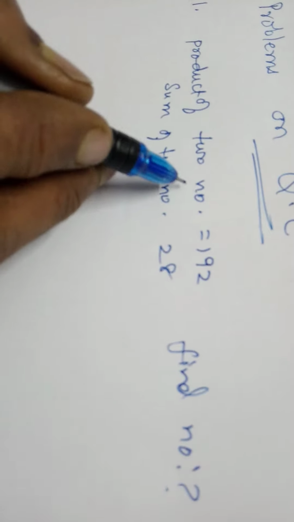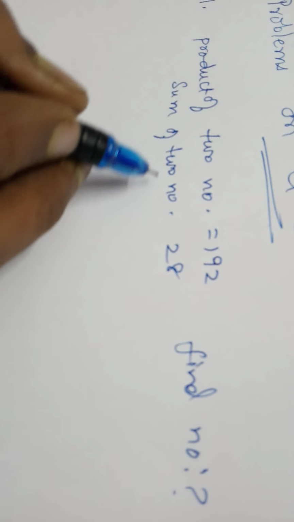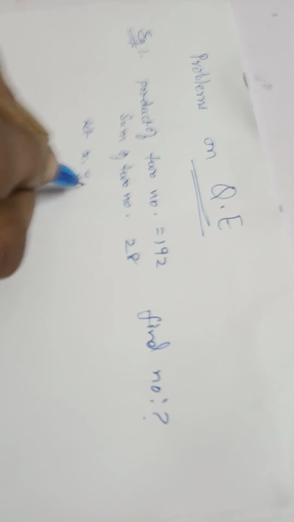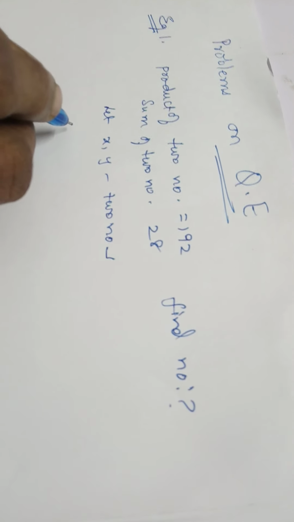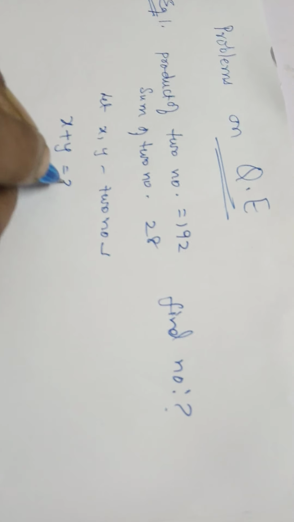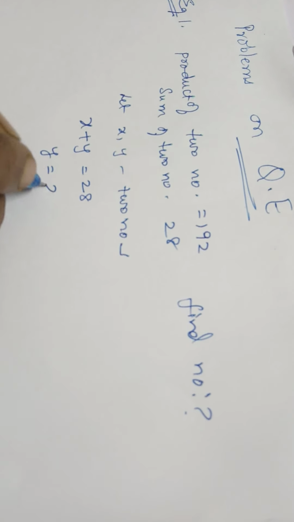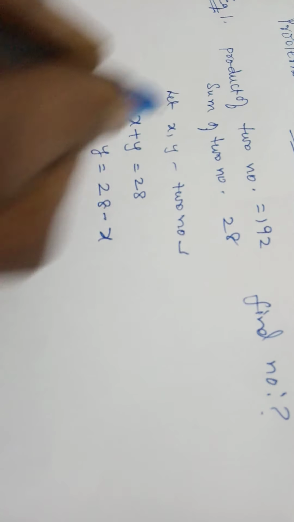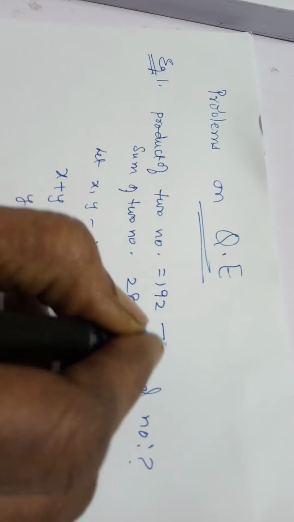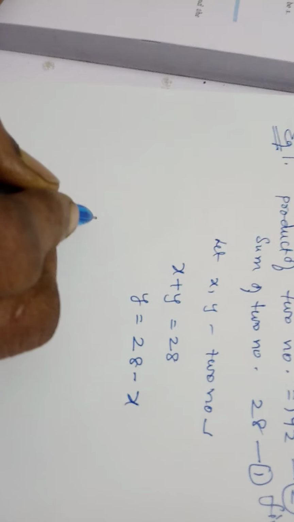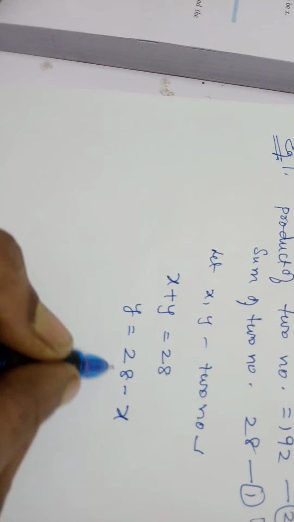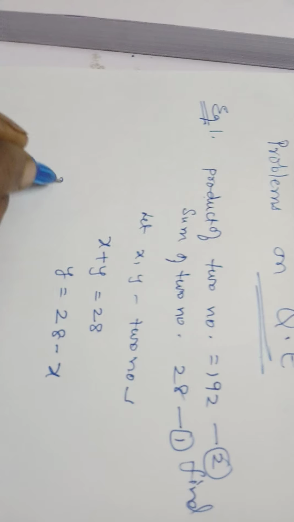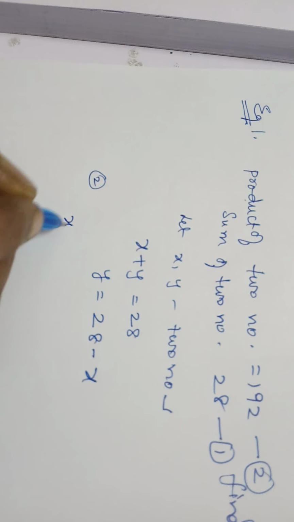So the product of two numbers is 192, the sum of two numbers is 28. You can assume the two numbers x and y, then the sum of two numbers is x plus y is equal to 28. Therefore y will be equal to 28 minus x. Now this is the first equation. We will go to the second equation, that is the product, x and y.